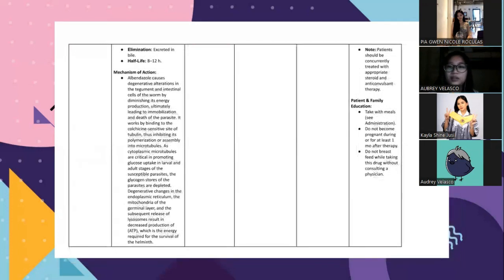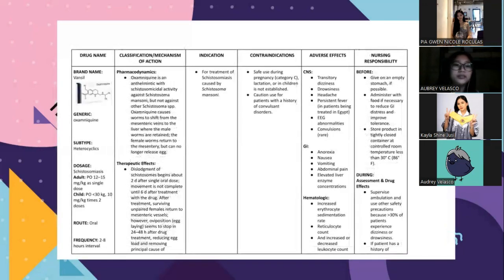And then note if patients should be concurrently treated with appropriate steroid and anticonvulsant therapy, so it will avoid any seizures. And for the patient and family education, take with meals. So see administration, like fatty meals, like I've said. Do not become pregnant during or the first month after therapy, kasi bawal mag-take ang pregnant ng albendazole if they are in their trimester. And do not breastfeed while taking this drug without consulting a physician.